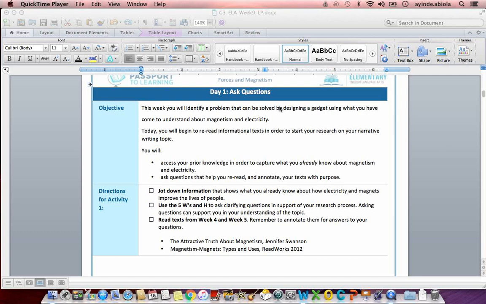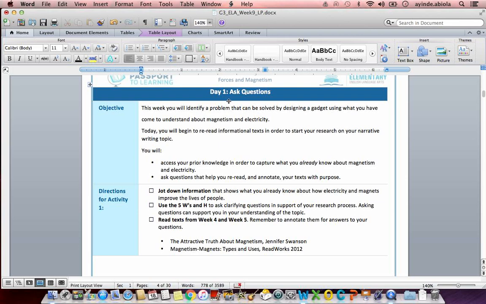All right, so let's go ahead and begin. Day one, ask questions. Objective. This week, you will identify a problem that can be solved by designing a gadget using what you have come to understand about magnetism and electricity. This is referencing the project that we're going to complete at the end of the week. You don't have to worry about this too much yet.